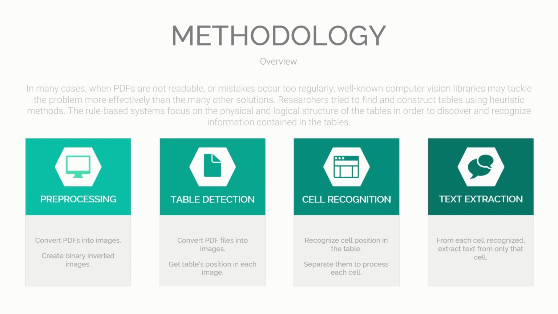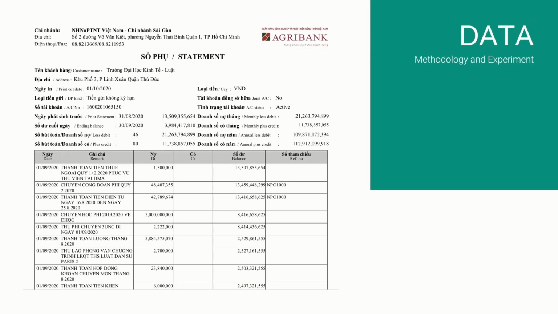To achieve this goal, we need to process four main parts, which consist of PDF pre-processing, table detection, cell recognition, and text extraction. About the data used during the experiment, it includes bank statement files in PDF format. Each bank statement file for one month contains several pages, and each page contains one table only. But the first page also includes necessary information of the file. In the scope of this research, we do not pay attention to that part. Only the information inside the table is extracted.